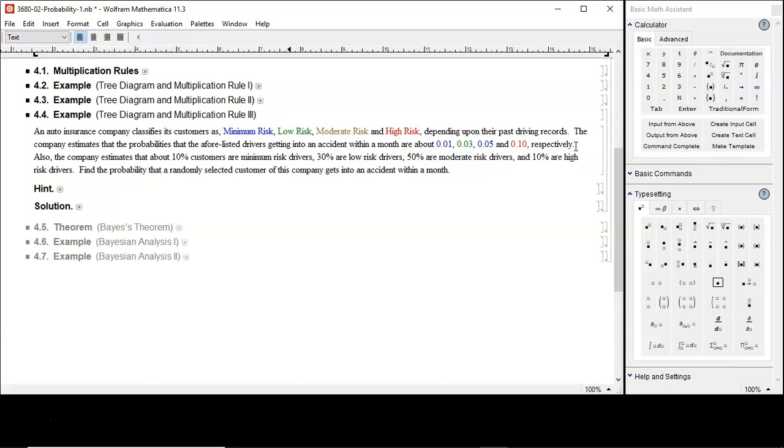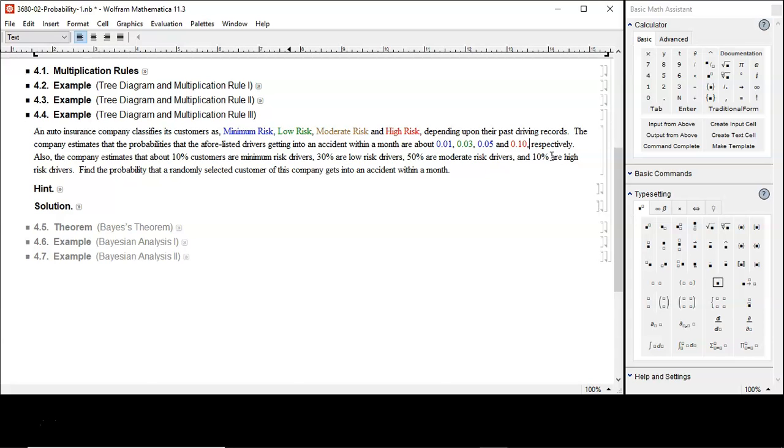Going into an accident if the driver is minimum risk, in that case, we have this conditional probability. Now, going into an accident if the driver is a high-risk driver, in that case, we have this probability. Alright? We're talking about the same event, having a collision within a time frame, a month in this case. But depending upon the condition, what kind of driver the selected driver is, we get different probabilities. These are conditional probabilities. Make sense?